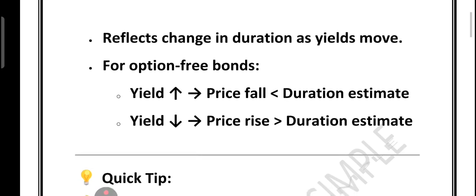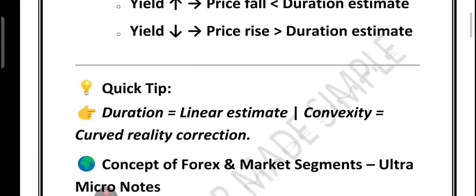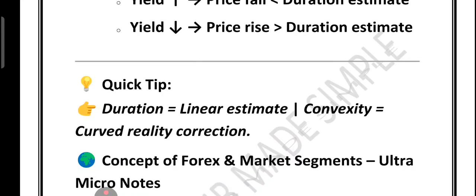Now suppose we have an option-free bond. Whenever yield increases, price will fall, but the price fall is less than the duration estimate. When yield decreases, the price rise is greater than the duration estimate. So remember, duration is a kind of linear estimate, while convexity is a kind of curve reality correction.